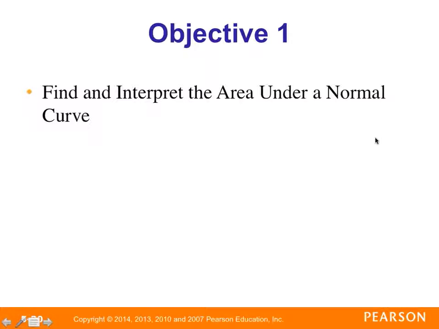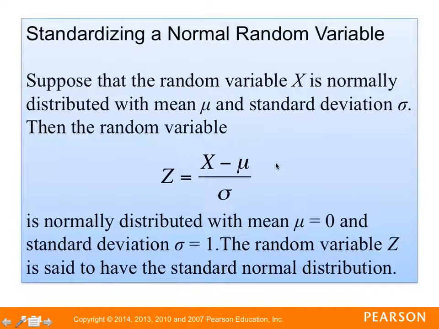Okay, so I think we've talked about z-scores before, so you should be familiar with this, but let's just go through them one more time, and then that's what we're going to use in order to find some areas under our curve. So let's suppose that a random variable x is normally distributed with a mean of mu and a standard deviation of sigma. Okay, this is pretty typical.